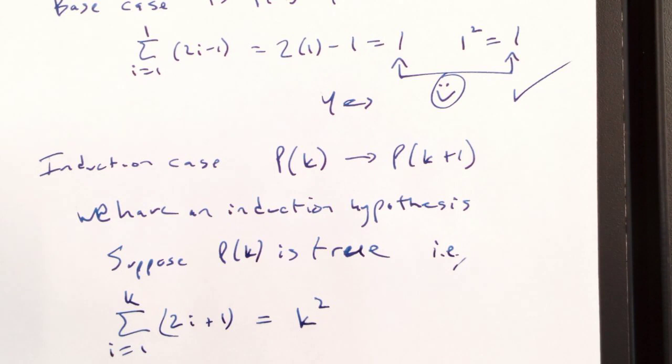Now, I wrote it out 2 different ways. I wrote, hey, just suppose P of K is true. But then I wrote what that means.